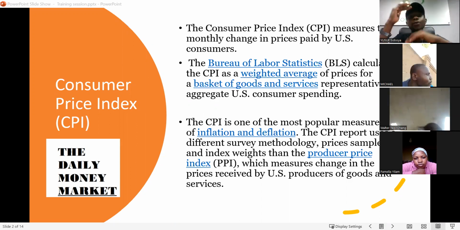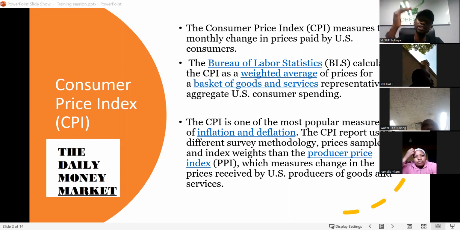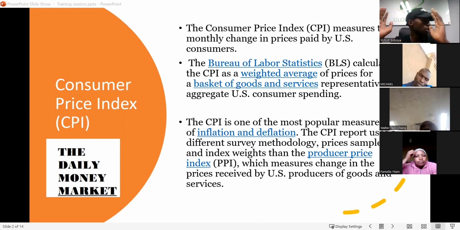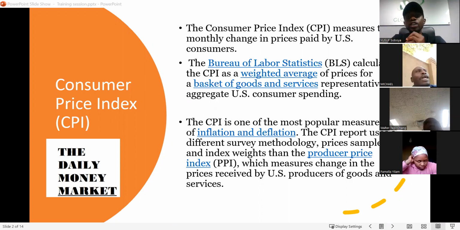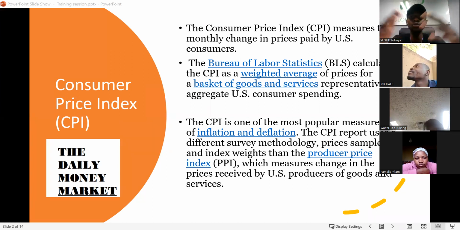So there are different types of Consumer Price Index that you can get, and it also breaks down by category. The Bureau of Labor Statistics, called the BLS, calculates the CPI as a weighted average of the prices for a basket of goods and services, representative of the aggregate of US consumer spending.